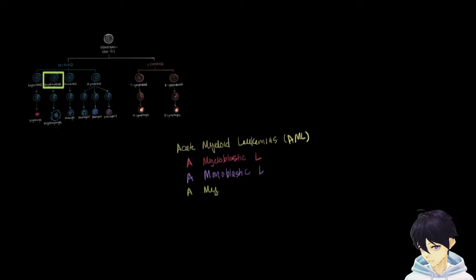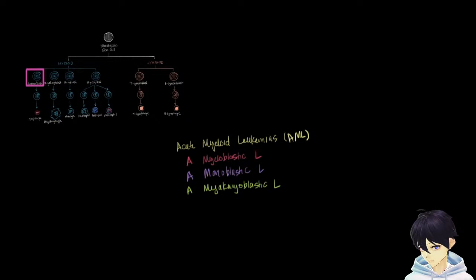And in the same way, you could have an AML developing from a megakaryoblast, and that would give you an acute megakaryoblastic leukemia. And you could actually get an acute myeloid leukemia developing from an erythroblast, but that's so extremely rare that you won't really hear people talk about it. It doesn't really happen in the real world, but it's good to know that it's possible theoretically, right? So those are all of the different types of acute leukemias. Now we're ready to talk about the chronic leukemias.